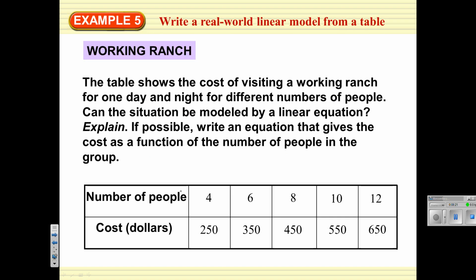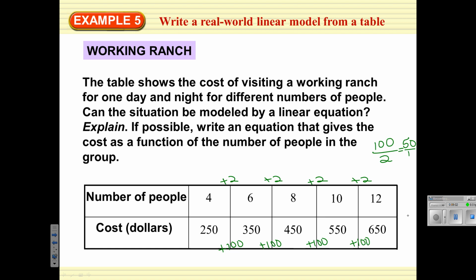Okay. All right, last one. Write a real-world linear model from a table. We've done tables. We're going to find the rate of change. That's all we're going to do. So we're going to look at our change in x. Each time it's increasing by 2. And my change in y, each time it's increasing by 100. Okay, so my rate of change would be $100 for every 2 people, which reduces to $50 per person, or my rate of change is 50 over 1.